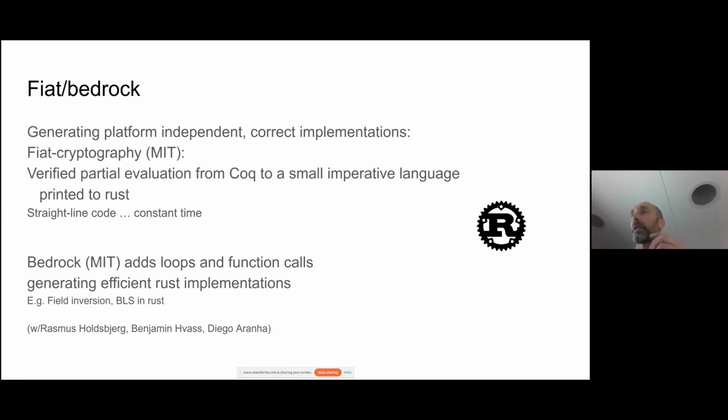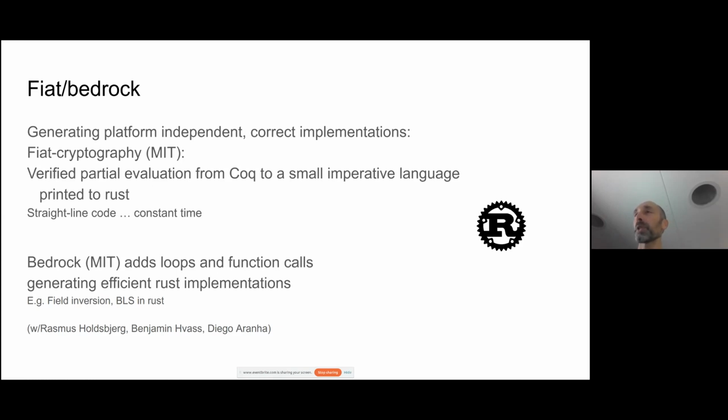So this already had a way of printing to C, and what we've added, this is mostly done by my PhD student Rasmus, is that he actually printed this to Rust. So now we can take the whole thing. There was already a Rust backend for the Fiat Cryptography compiler, not only a Rust backend, but also C, Go, and Java backends. So now we've combined the Rust backend for Fiat Crypto with the Rust backend for Bedrock, so that we can directly generate an implementation of BLS.